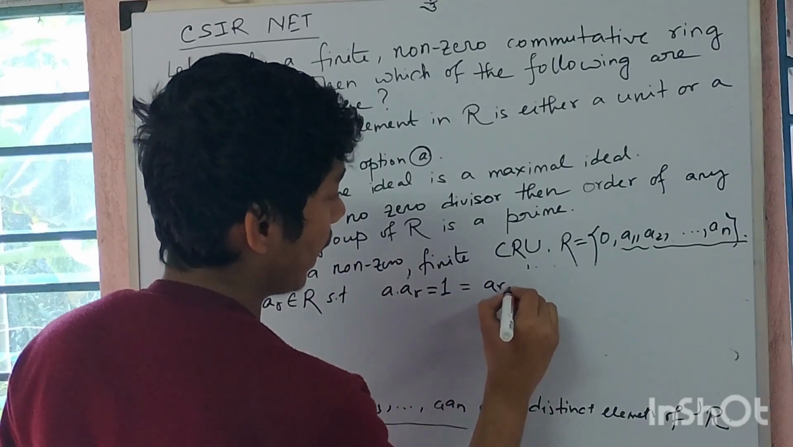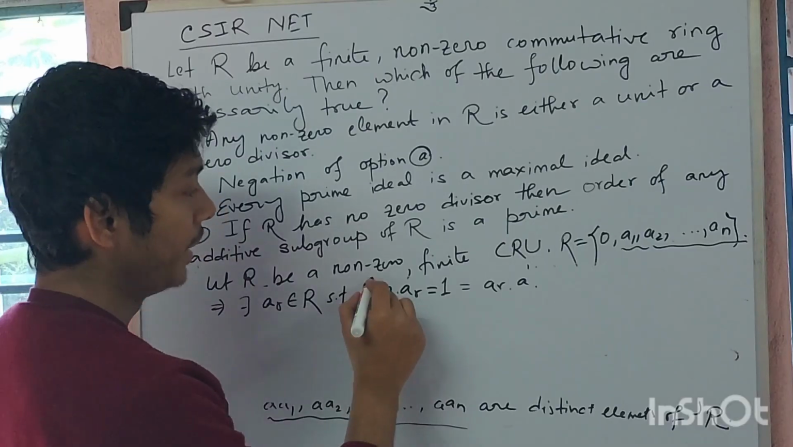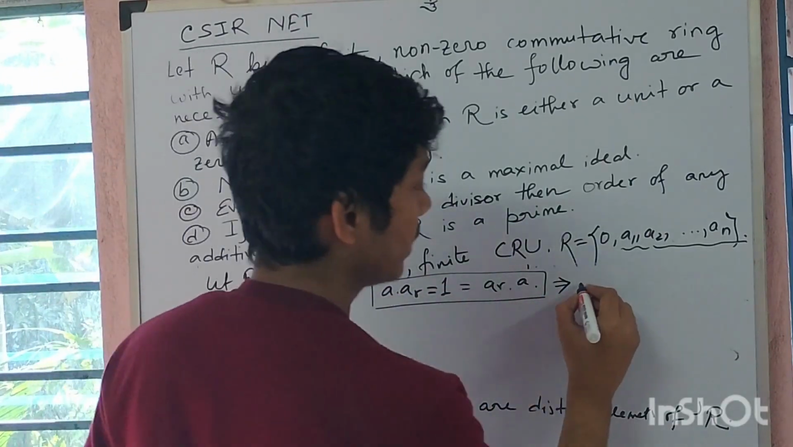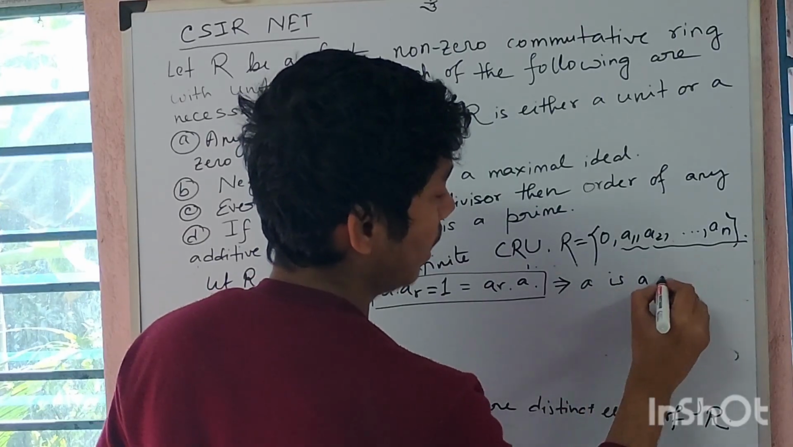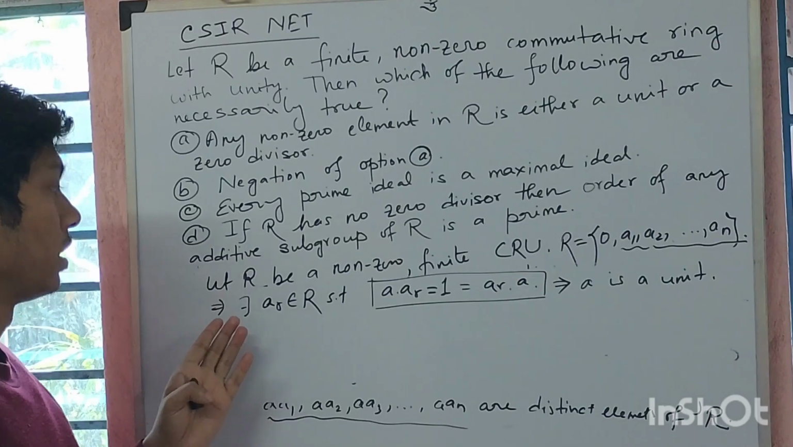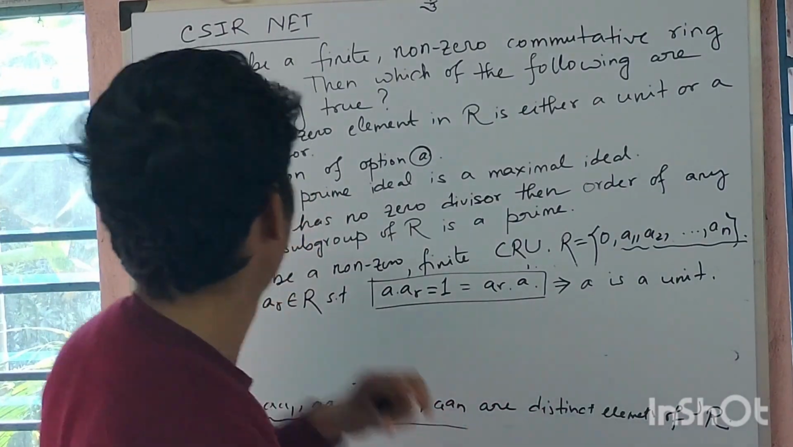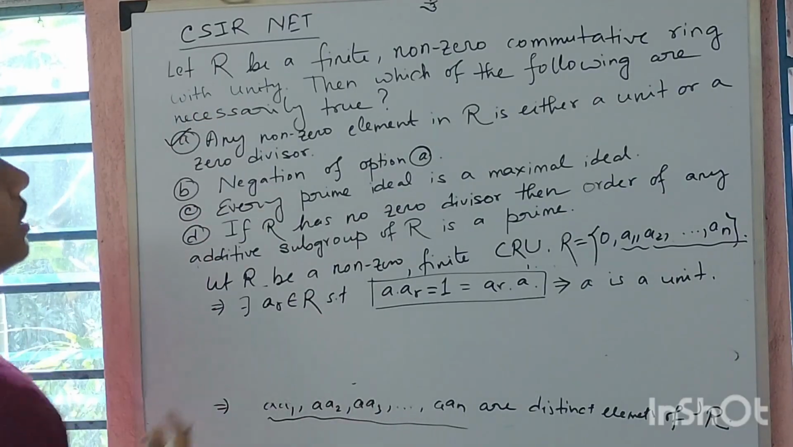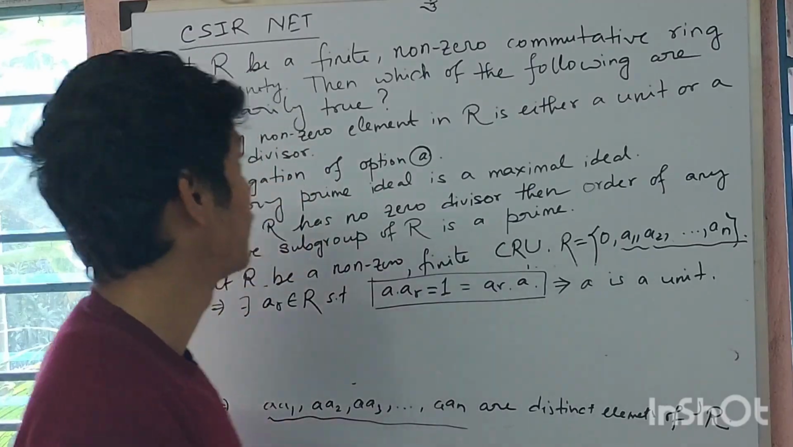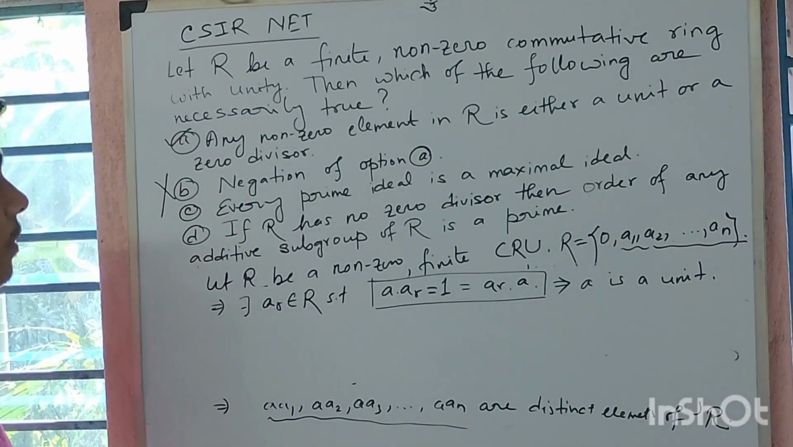Which equals ar into a, because this is a commutative ring. So what does it imply? It implies that a is a unit. I have taken that a is not a divisor of 0 and I have proved that a is a unit. So my first option is correct: any non-zero element in R is either a unit or a divisor of 0. Option B is wrong because it's a negation of A.